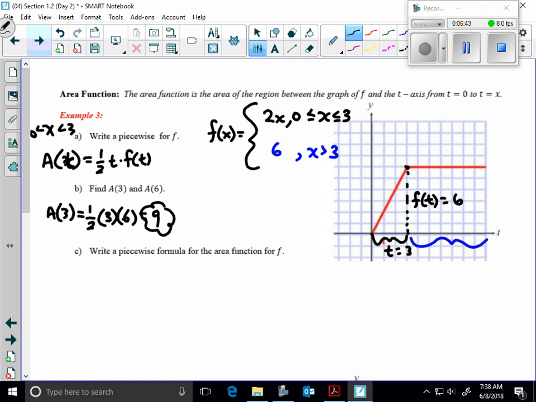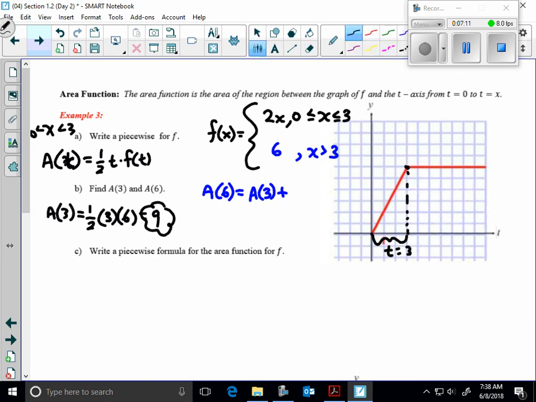Okay, cool. Now, at this point, we're going to go beyond 3, and we're going to go out to 6. So A of 6 is going to be A of 3 plus some rectangle. And now let's think about how we'll develop that rectangle. So we've determined that we found the area of this triangle.